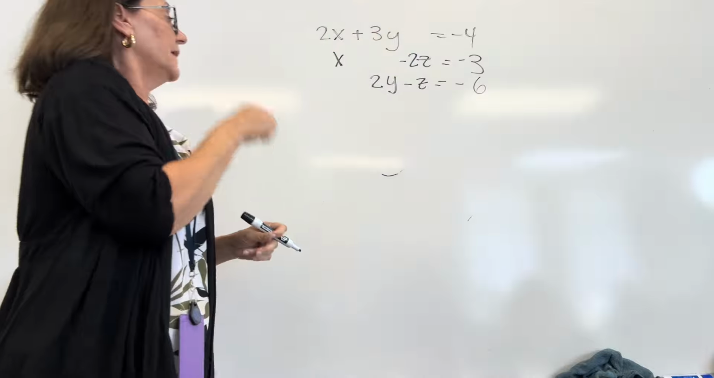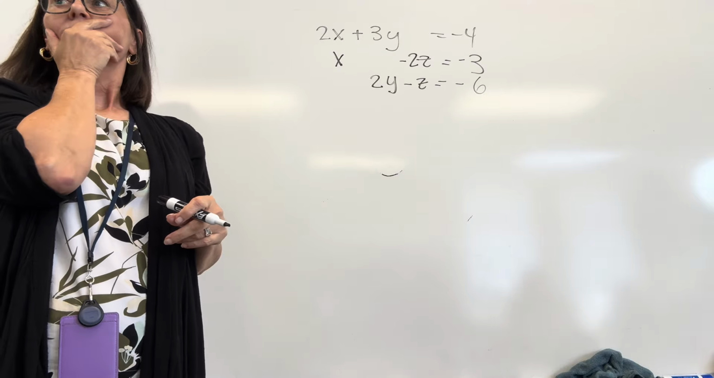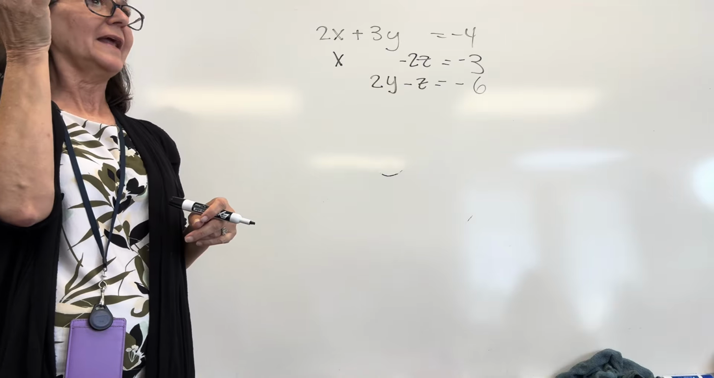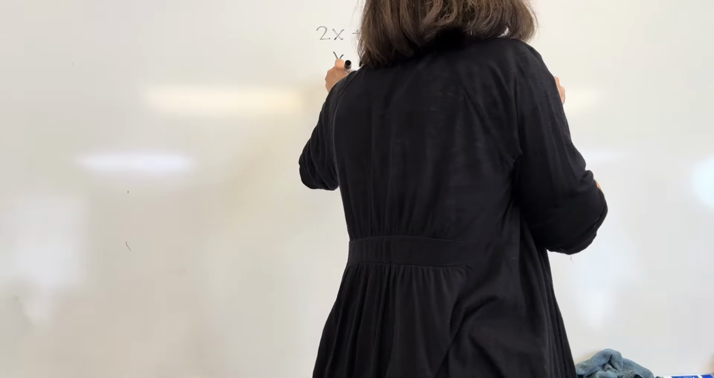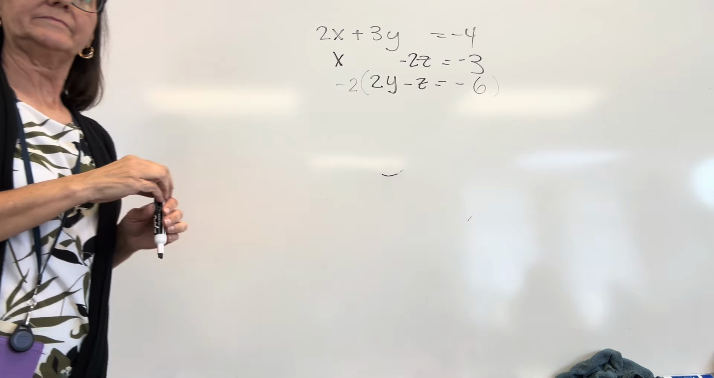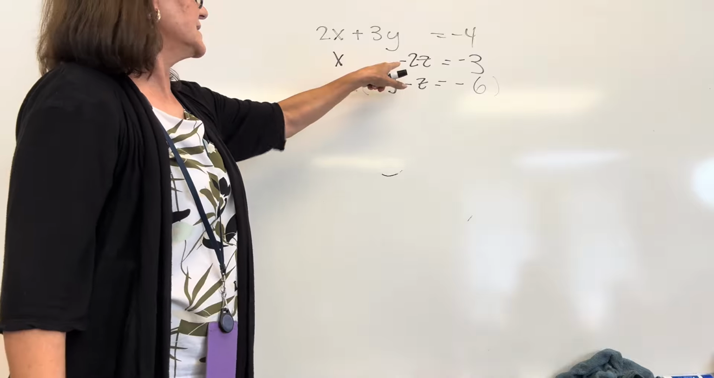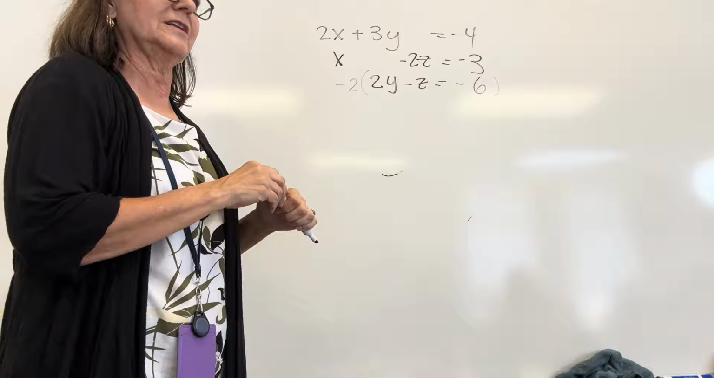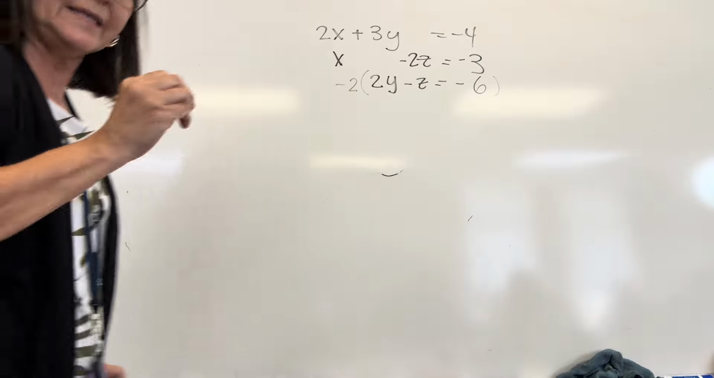Which one do you want to eliminate? X, y, or z? Z. That's what I want to eliminate, is z, because I just multiply this by -2 to make that a +2. Then I'm going to add it with this, and I'll just have x and y, and then I'll look at it. You see how this is just a little different from what we've already worked? It's just slightly different.